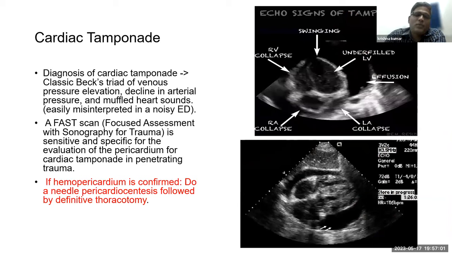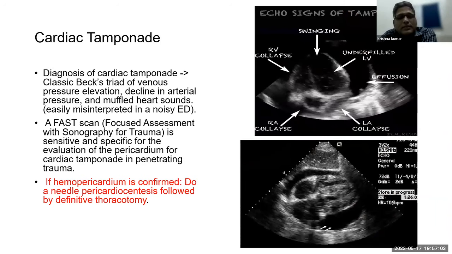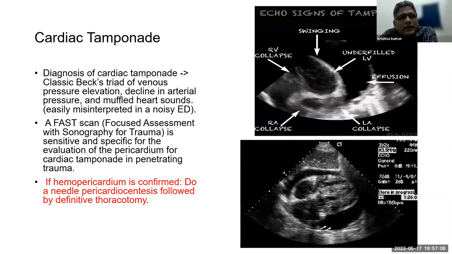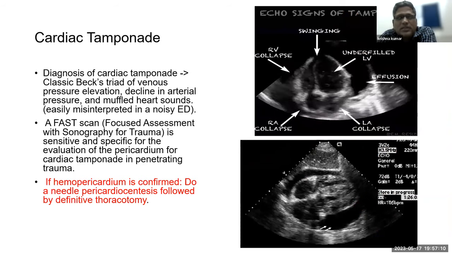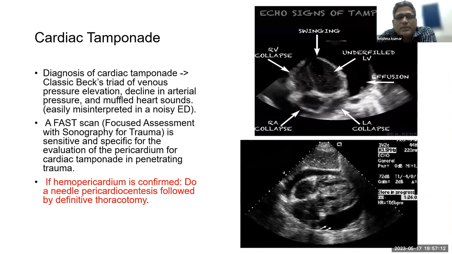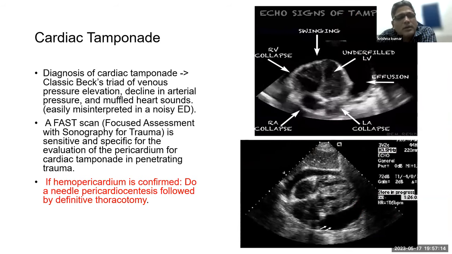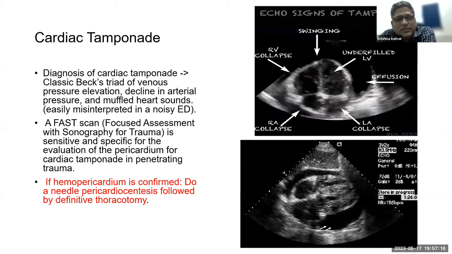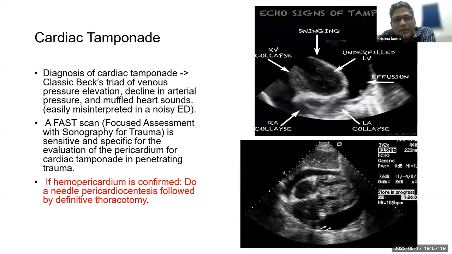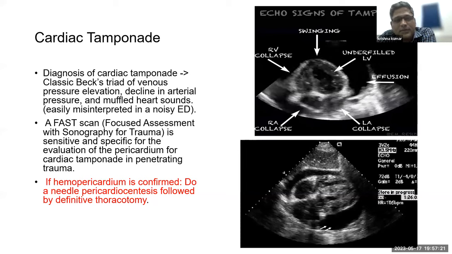Another very important thing is cardiac tamponade. There is Beck's triad, where there is a raised JVP, a drop in systemic blood pressure, and muffled heart sounds. But it is very difficult in a busy trauma center, with a lot of noise around and monitors making noise, to clinically make a diagnosis of cardiac tamponade.